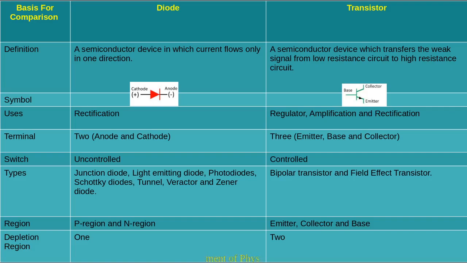How many depletion regions are there in the diode and transistor? There is 1 depletion layer region in the diode, while there are 2 depletion regions in the transistor, because in the transistor the diodes are connected back to back. So that's why the 2 regions are there.